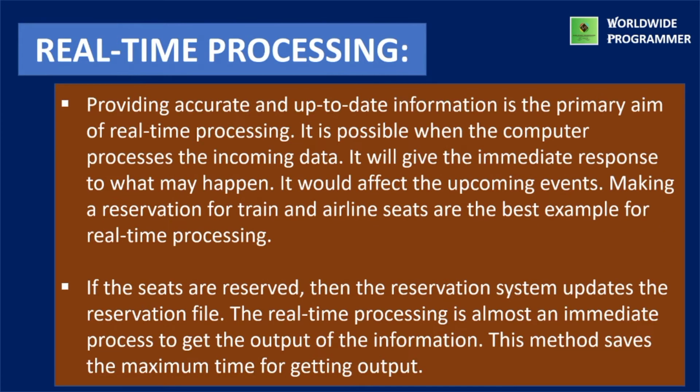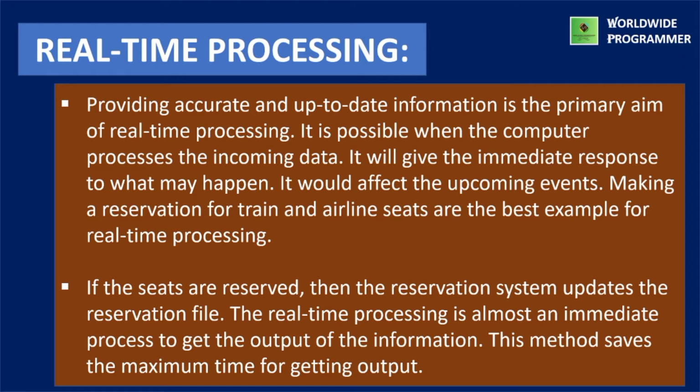Next method is real-time processing. What is real-time processing? Providing accurate and up-to-date information is the primary aim of real-time processing. It is possible when the computer processes the incoming data. It will give an immediate response to what may happen. It would affect the upcoming events.